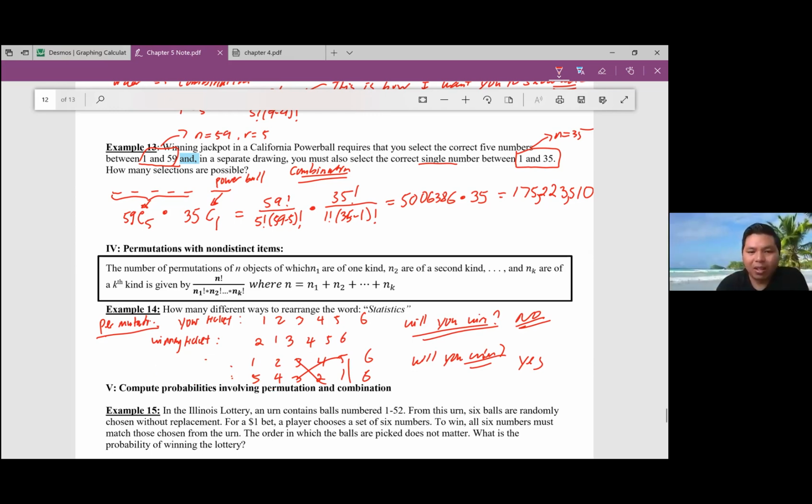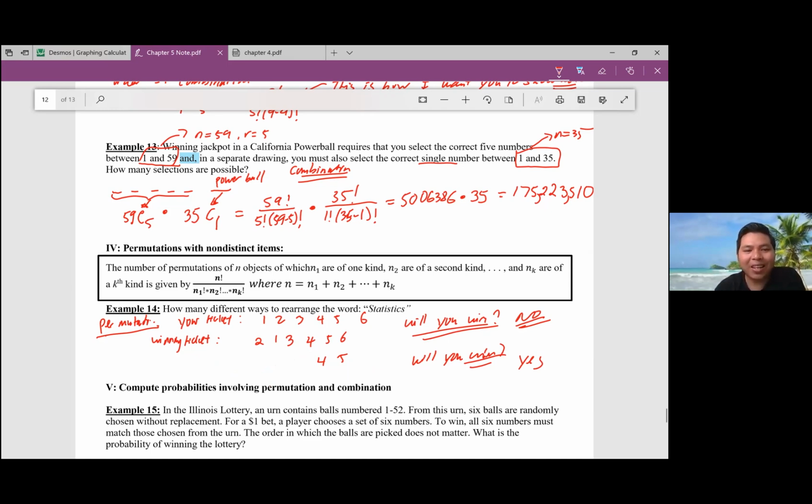So will we still play? Why not, right? We still have 1 out of 175 million chance of winning, right? I know it's uncertain, but it's not impossible. So that's the reason why people keep buying the lottery.